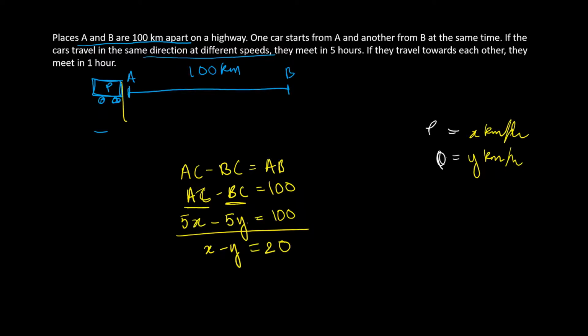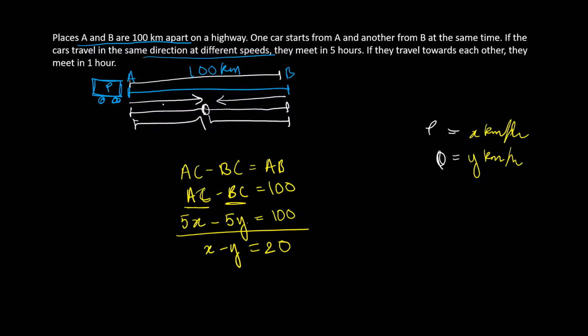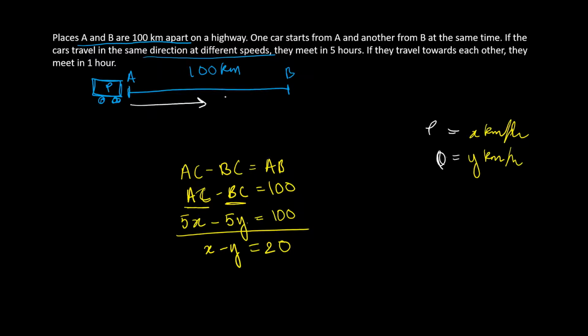Okay, now here in the second situation, it is given that they are moving towards each other. When they move towards each other, this distance is going to be this distance plus this distance, right? That is because when they both meet at one point, say this point, so when we add this distance and this distance, we get AB. Now that distance took 1 hour, so that means they both traveled for 1 hour towards each other. So that's 1 hour.